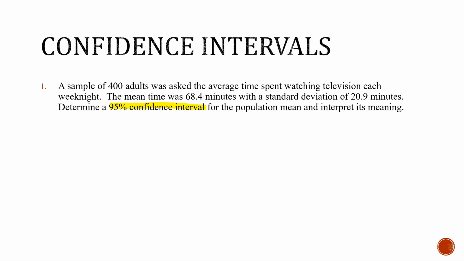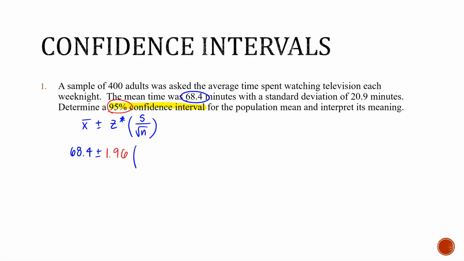So because I'm asked for a 95% confidence interval, I'm going to use the formula x bar plus or minus z-crit times the sample standard deviation divided by the square root of n. The 95% confidence interval means that I'm using a z-crit value of 1.96. Reading over my actual problem that I'm given, the sample mean was 68.4.